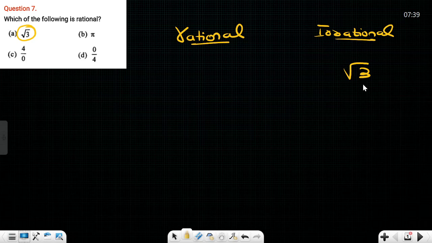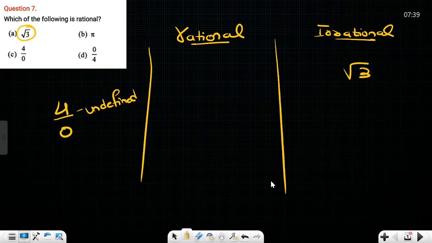Next, coming to the third option, 4 by 0. It is not irrational also. 4 by 0 is like undefined. We cannot call it rational or we cannot call it irrational. So we don't put it in any of the classification, or you can say third classification. Next comes 0 by 4. 0 by 4 is 0. Therefore, it is rational. Answer is option D.